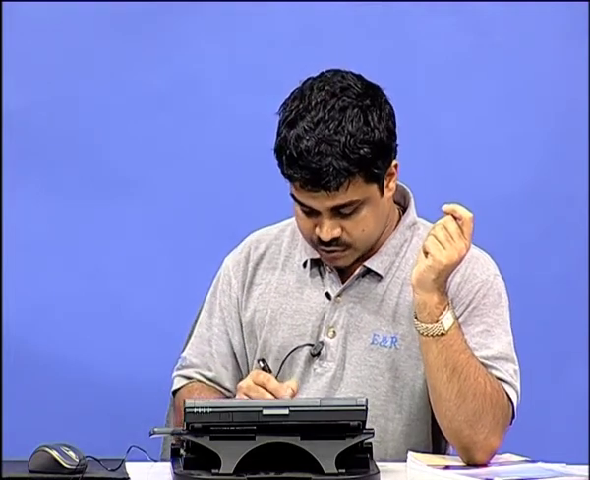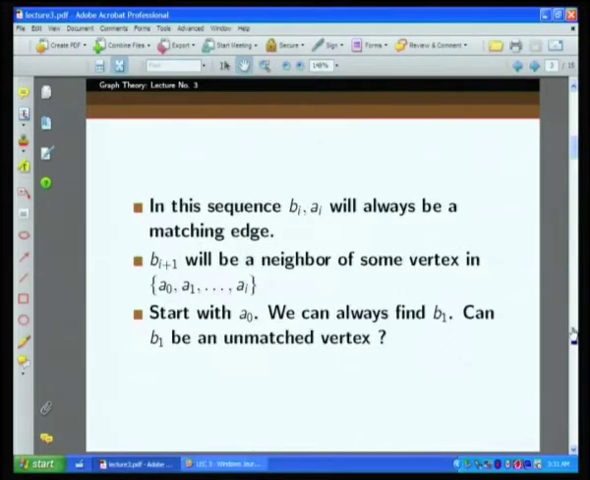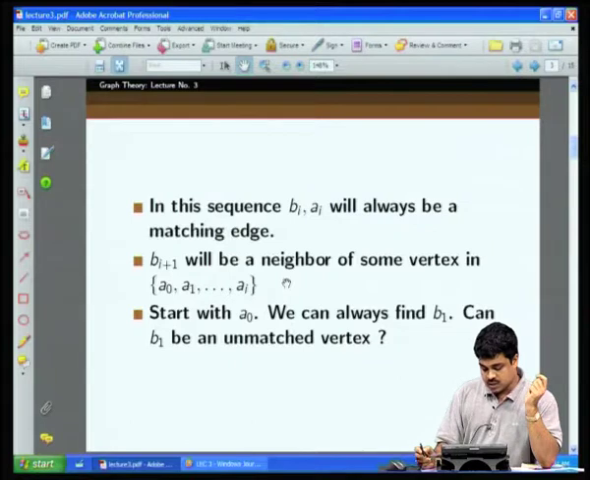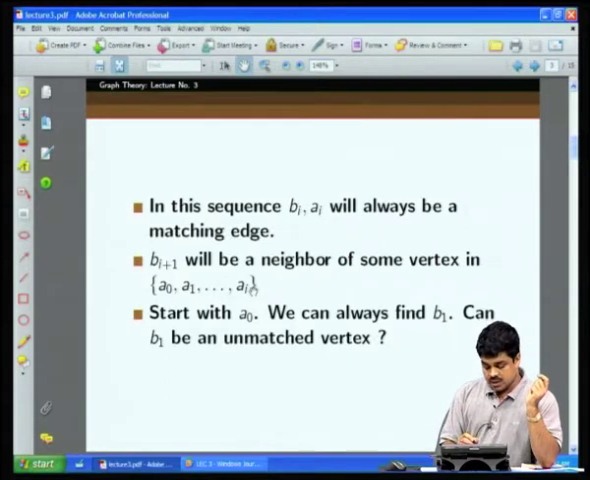So, going back to our slides. We will see that once we get A0, A1 up to Ai, we can always find a Bi+1 such that Bi+1 is a neighbor of one of these vertices A0, A1 or A2 up to Ai. That is always guaranteed because of Hall's condition.